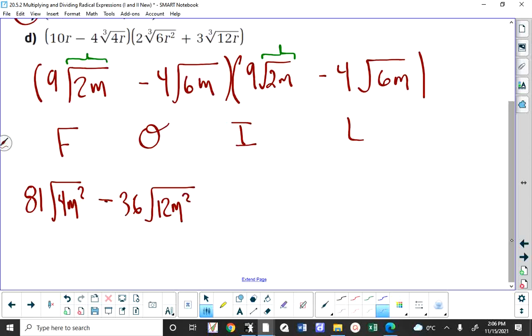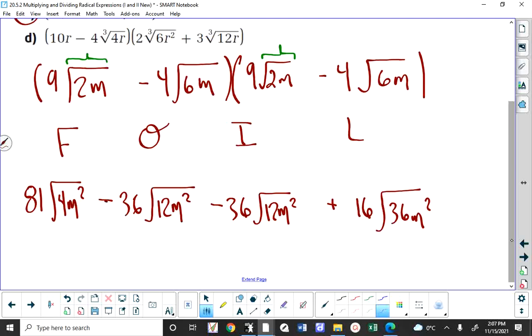My inner is also going to be a negative. It's going to be negative 4 times 9, which is negative 36, and it will also be root 12m squared. And my last is negative times negative, which is positive. 4 times 4 is 16, root 36m squared. And if you wanted to, instead of writing root 36m squared, you could, of course, just write 6m.